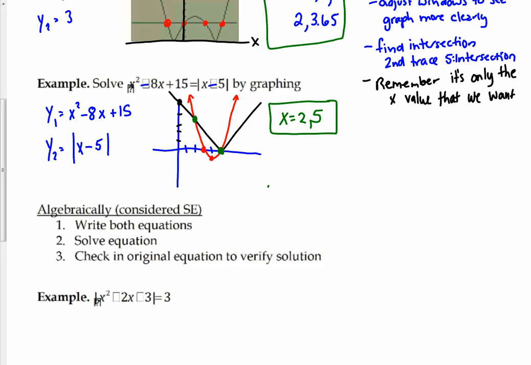Okay. So if the question ever asks you the number of solutions, that's equivalent to, graphically, the number of intersections.